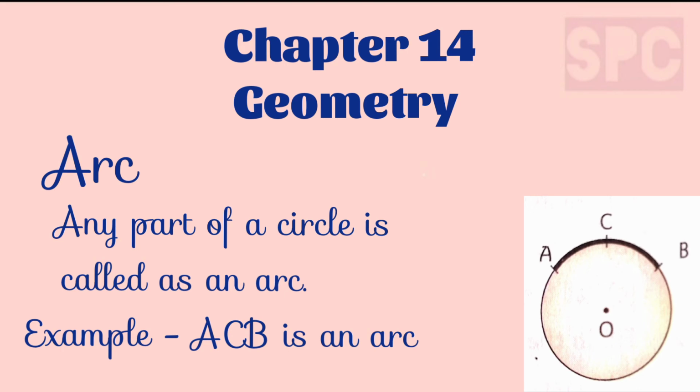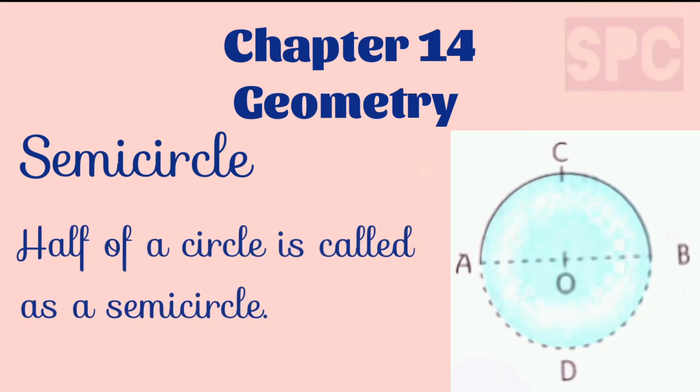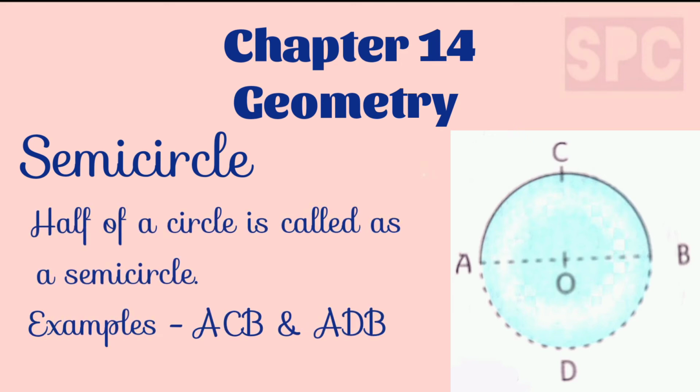Now let's move on and try to understand what is a semicircle. Half of a circle is called a semicircle. Thus in this figure you can see ACB and ADB. These two are the 2 semicircles. This circle is divided into 2 halves. One half is ACB and the other half is ADB. So these are the 2 semicircles of this circle. And you can also say that a semicircle is also an arc of a circle.